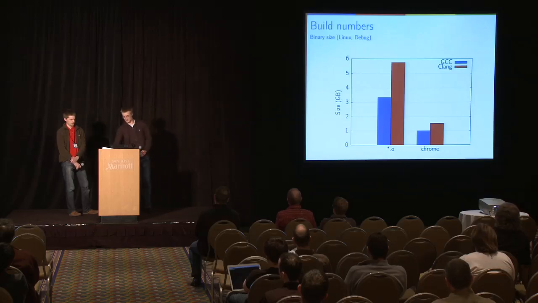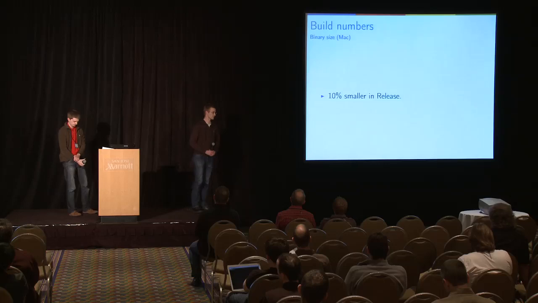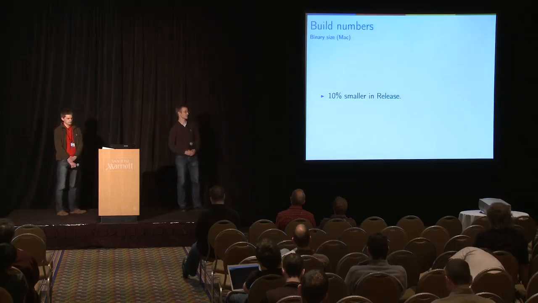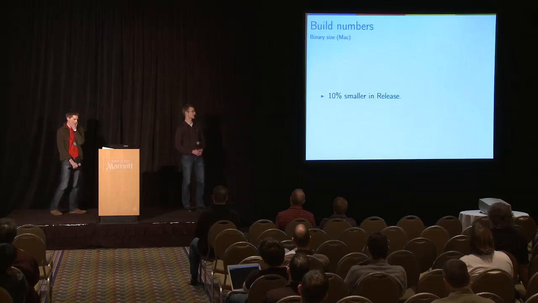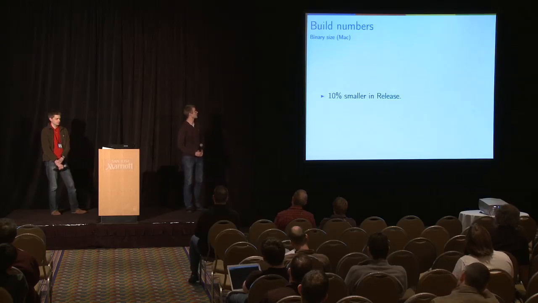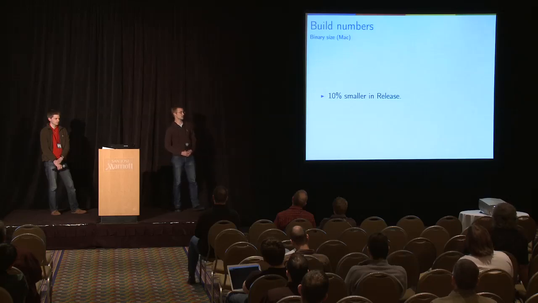And again, on Mac, the numbers look a little bit better. The great news is that the release binary is 10% smaller with Clang, which is actually 10 megabytes for Chrome. And after zipping, that's like 3 megabytes. And since all of our users need to download Chrome, that's actually a big deal for us. So for people on slower connections, that's quite a bit of saved download time. Debug binaries, I think, are 10% bigger in Clang, but who cares about debug binaries, I suppose.